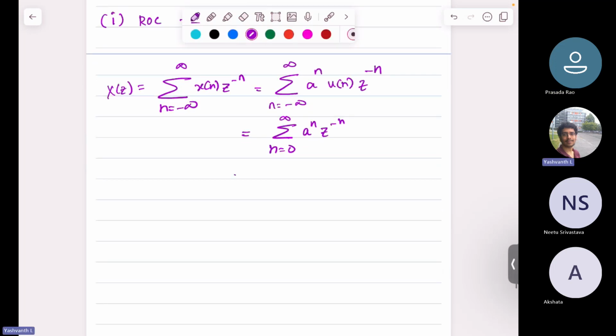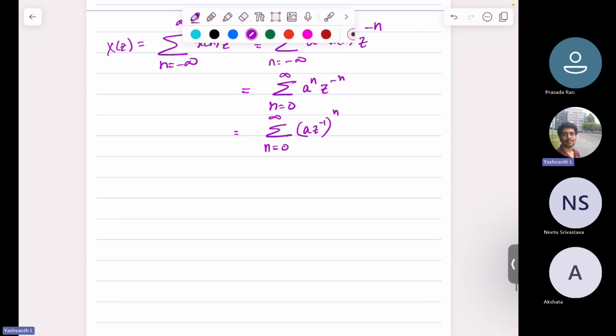This is same as summation n equal to 0 to infinity a z inverse, the whole power n. But recall that this z is a complex number. So if you go back to the geometric series of a complex number, this is same as 1 by 1 minus a z inverse if mod of a z inverse is less than 1. What is this? Mod z greater than mod a. That's what I wrote.